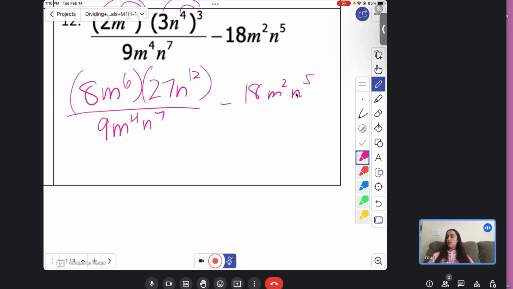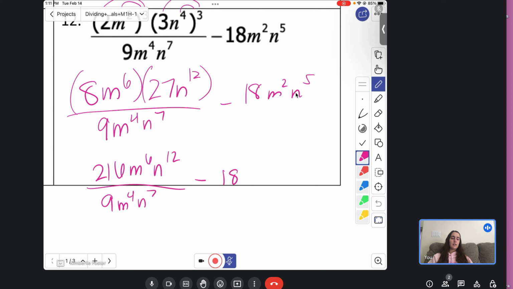I'm going to cheat and use my calculator. No, I'm not actually cheating, okay? 8 times 27 is 216. So now I have 216 m to the 6th, n to the 12th. I can't add the 6 and the 12 there because they're not the same base, right? They're not the same variable. Okay, and that's all over 9 m to the 4th, n to the 7th.